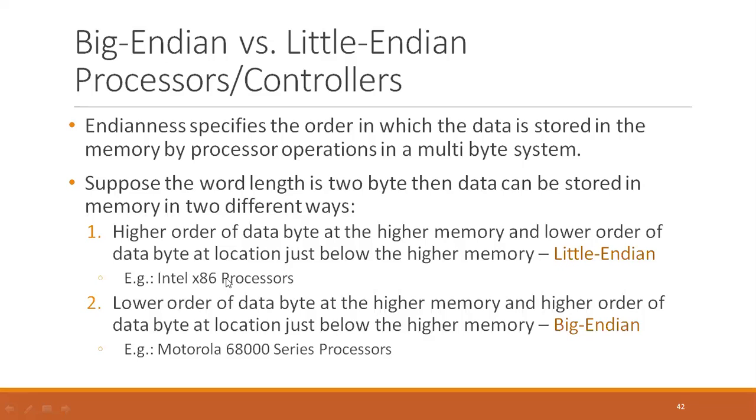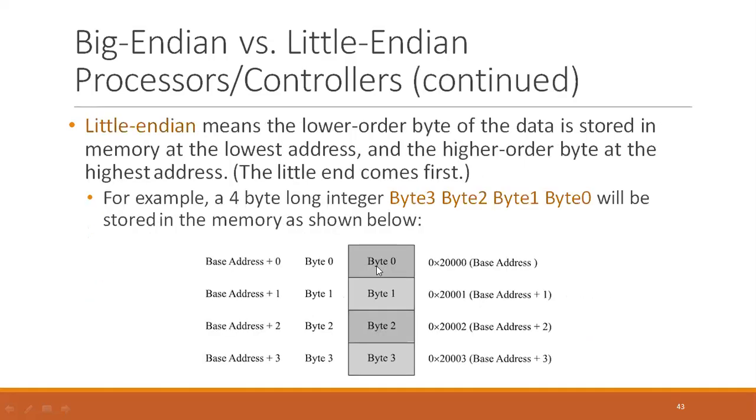Little endian is used by Intel 86 processors, whereas the big endian notation can be used by Motorola 68000 series processors. So how do little endian and big endian work? Little endian means the lower order byte of the data is stored in memory at the lowest address and the higher order byte at the highest address. The little end comes first, right? That is little endian. For example, a 4 byte long integer, byte 3, byte 2, byte 1, and byte 0, will be stored in memory as shown below, right?